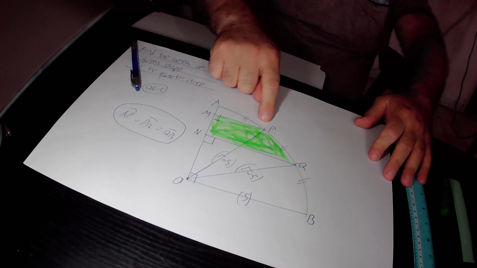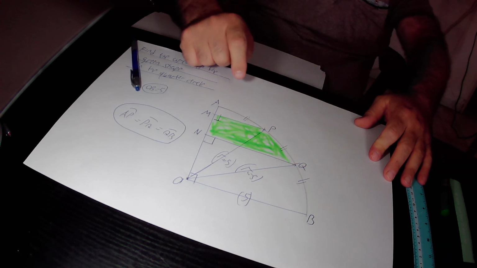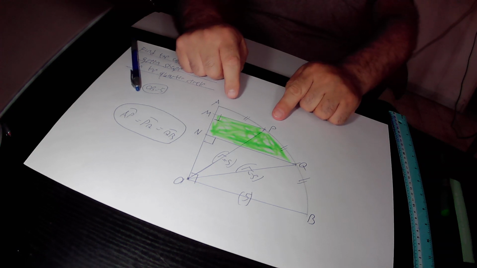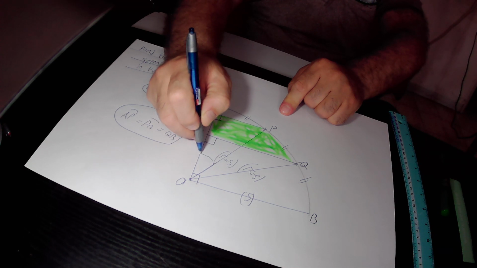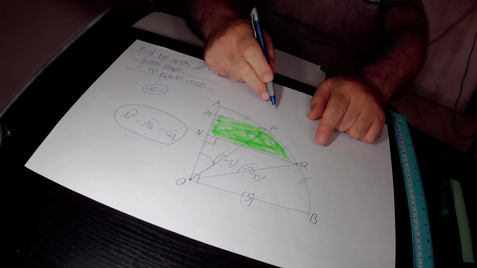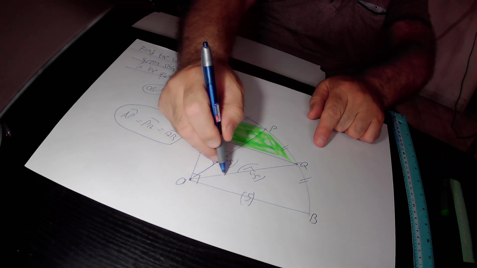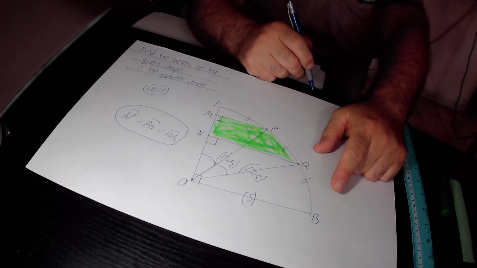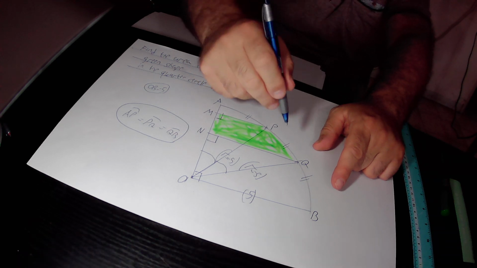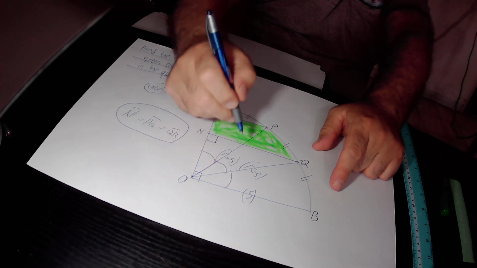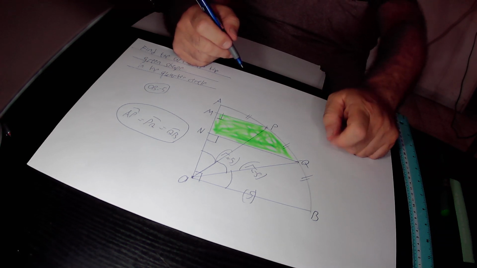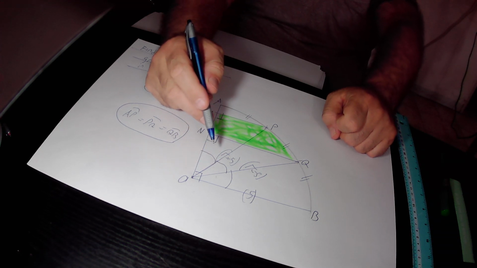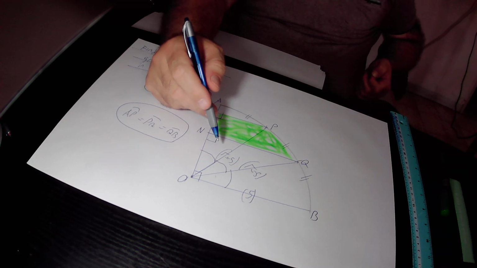Why? Because in our drawing, arc AP equals arc PQ equals arc QB. In front of arc AP, we have this center angle AOP. In front of arc PQ, we have center angle POQ. And in front of arc QB, we have center angle QOB. Because arc AP equals arc PQ equals arc QB, those three center angles must also be equal to each other in their sizes.